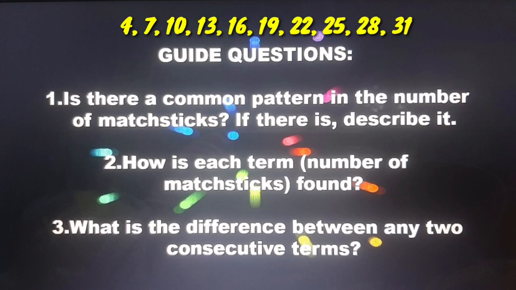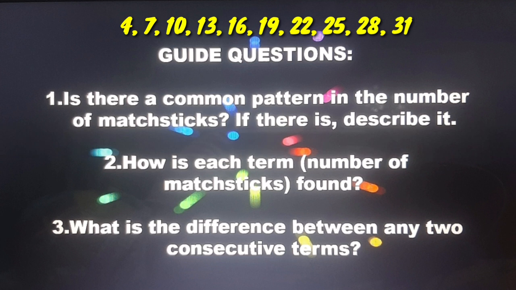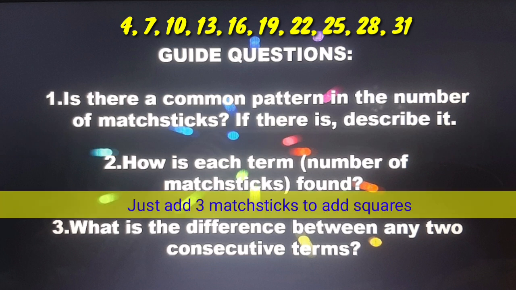Upon looking at your answers on the given table, is there a common pattern in the number of matchsticks? If there is, describe it. Yes, it can be clearly seen that there is a pattern. If you notice, our pattern is just to add 3 matchsticks in order to have another square. Number 2, how is each term, or the number of matchsticks, found? As I said in number 1, we just need 3 matchsticks in order to add squares.